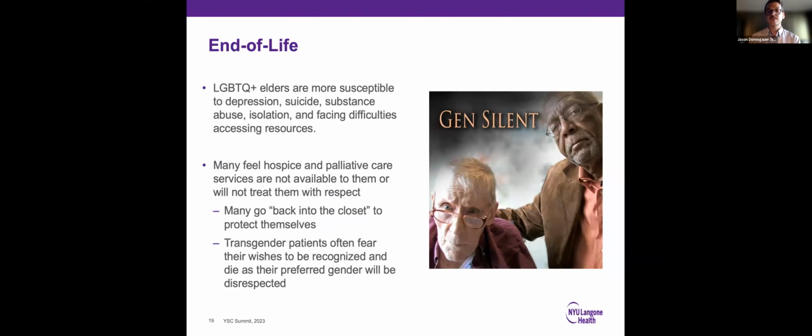Many feel that hospice and palliative care services are not available to them, or they will not be treated with respect. There are well-documented experiences that many individuals, once they enter such facilities, go back into the closet. They have experiences of people praying over them, trying to help save their soul before they die. And so a lot of individuals become more isolated because they don't want their chosen family to come visit them, because it may out them and put them at risk for substandard care. Of notable concern too, transgender, trans-identified patients often fear that their wishes to be recognized and die as their preferred gender will be disrespected.